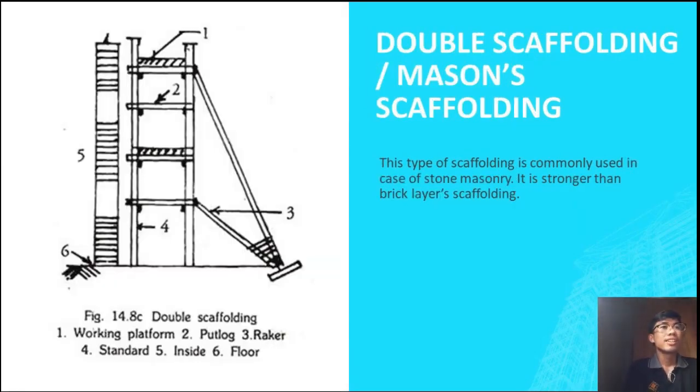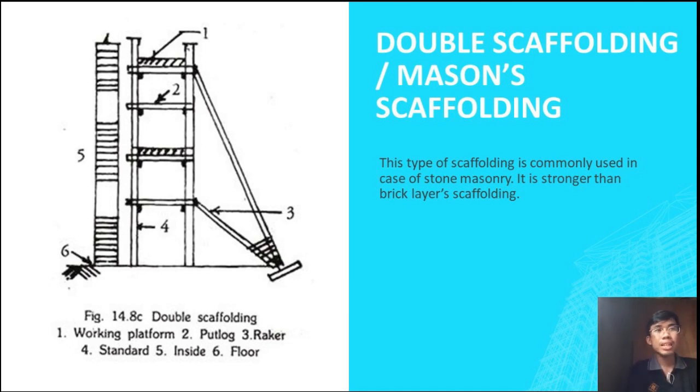The second one is the double scaffolding or mason scaffolding. In case of bricklayer scaffolding, a single row of standards is fixed into the ground. But in the case of mason scaffolding, two rows of standards are fixed into the ground. The first row of standards is fixed close to the wall, and the second row of standards is fixed at a distance of 1.5 meters from the first row. This is why it is named double scaffolding.